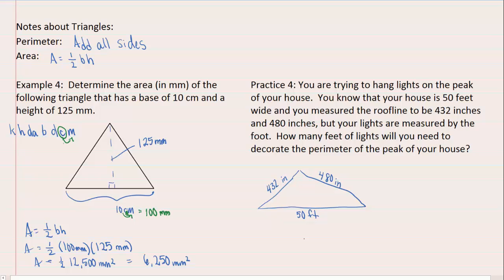But your lights are measured by the foot. How many feet of lights will you need to decorate the perimeter of the peak of your house? This means we will first need to determine the number of feet that each side of the peak is, seeing as the length that is on the house is actually 50 feet, which is already in feet. Let's start with 432 inches.